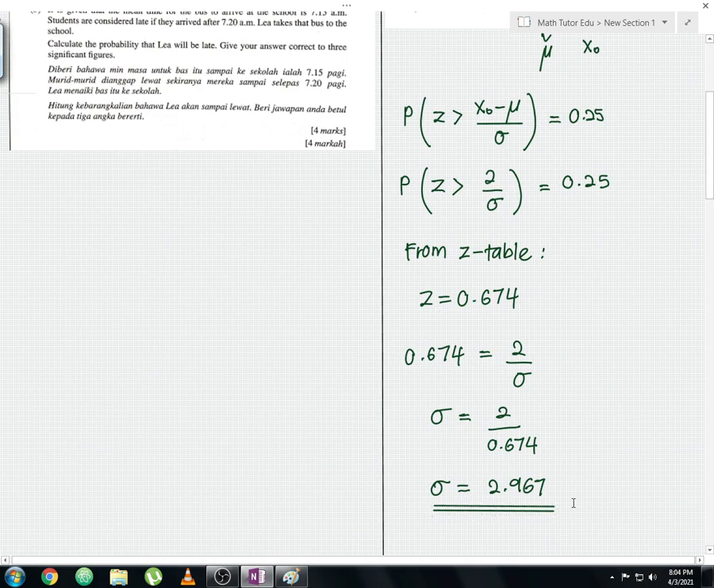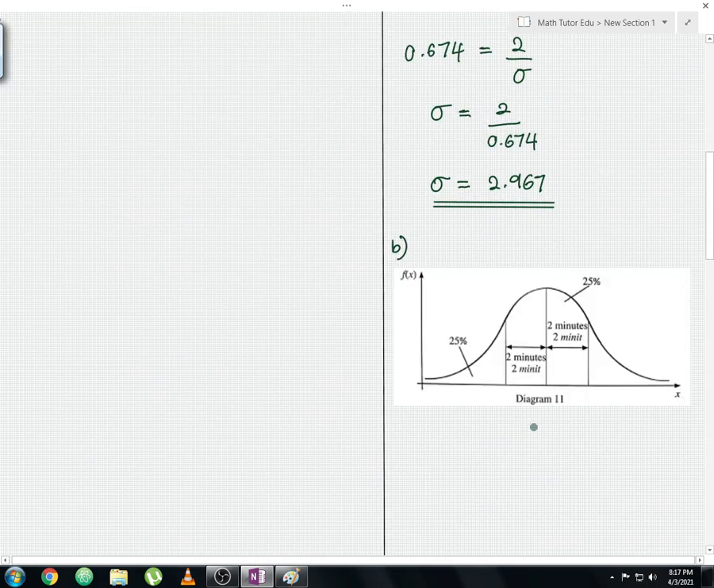Okay, so let me proceed to the question part B now. For the question part B, we are still using diagram 11 as our reference to solve the question. Based on the information given in the question part B, they mentioned that the mean is 7:15 a.m. So let me write over here 7:15 a.m., so that you can know this is your mean. And then they also mentioned that the student is considered late if they come 5 minutes after the mean time, which in this case is 7:15 a.m. So 5 minutes after 7:15 a.m. is 7:20. So 5 minutes should be around here.